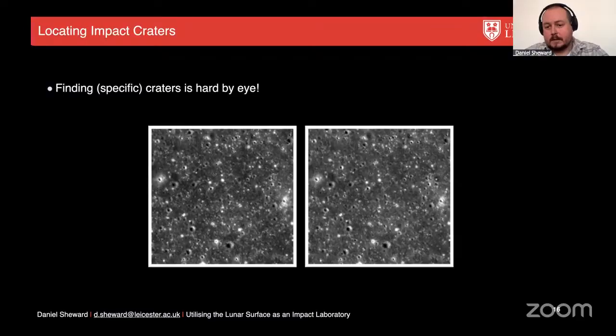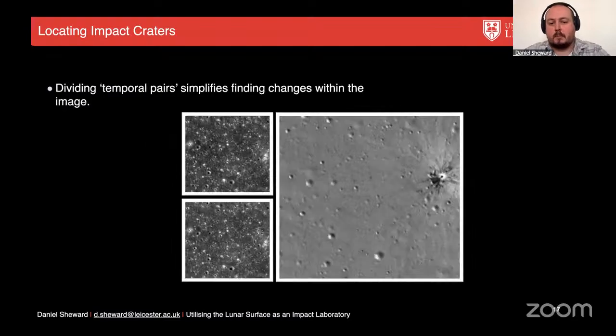And to find the craters, it is actually quite difficult. If you want to find a crater on the moon, it's easy, but finding a specific crater is a lot more difficult. So we have to do something called temporal pair matching, which allows us to take two images like this that have a fresh crater in them and turn them into something a bit easier to read, where changes are a lot easier to find and you see a lot more of the actual structure in the image. So you can see the ray ejecta from the crater rather than just the circular crater itself.